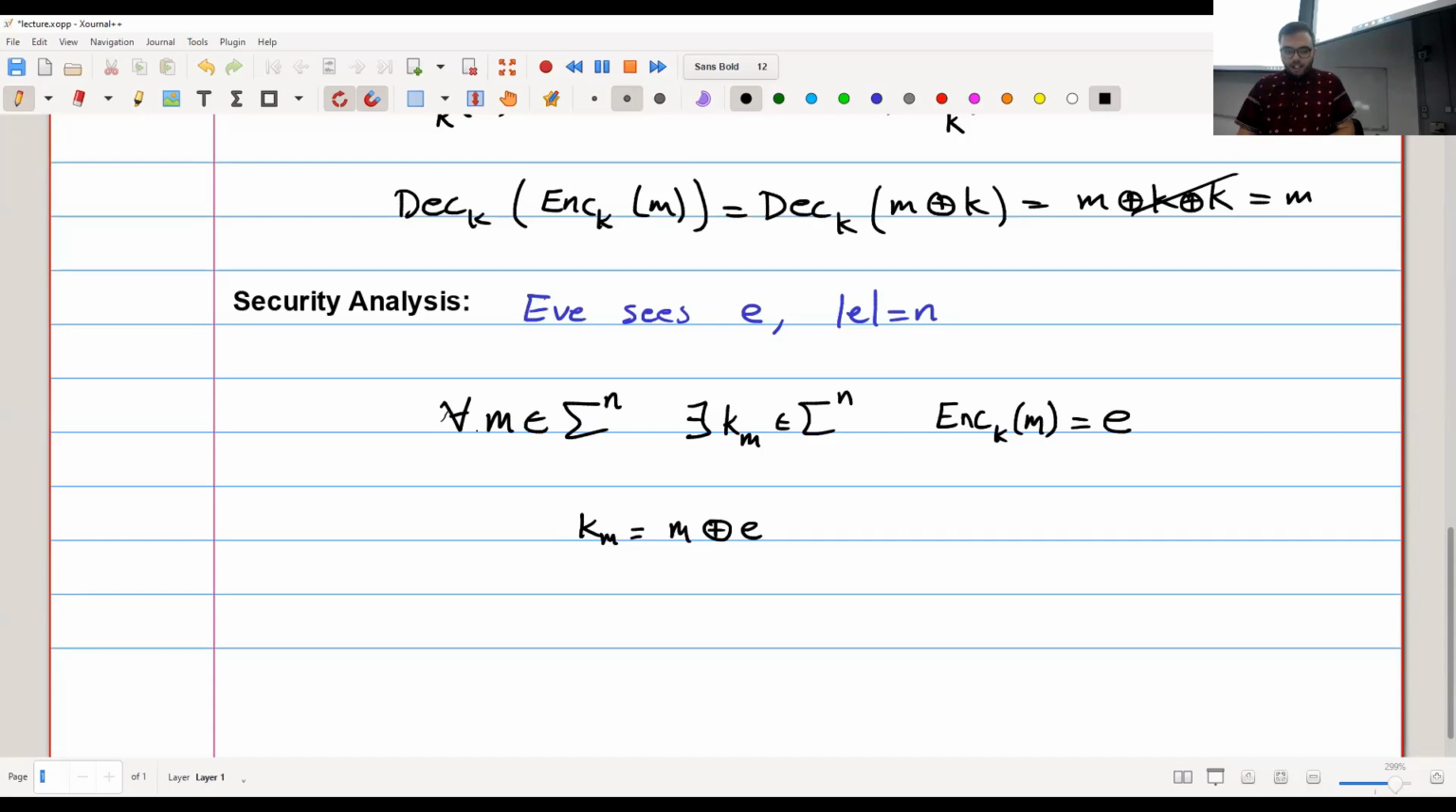Okay? And just to check that the formula works, if I define K to be that, then what is the result of encrypting M using K? Well, it's just M XOR with the key. But based on this definition, it's M XORed with M XORed with E, but these two cancel out.